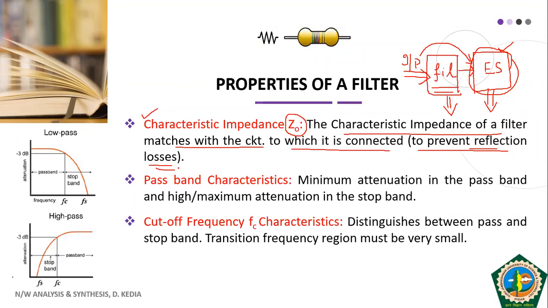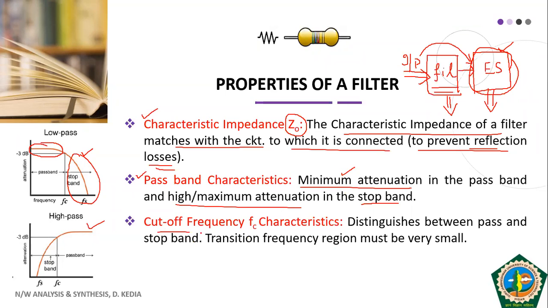Then we have just seen the passband characteristics on the left hand side of this slide. These are nothing but your passband characteristics or stop band characteristics. So in case of passband, minimum attenuation takes place, and in case of stop band, high or maximum attenuation takes place. So you can see here the amplitude is decreasing, that's why attenuation is taking place, and here the amplitude is more or less constant, that's why minimum attenuation is taking place.